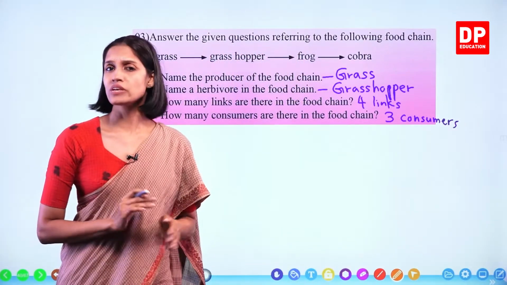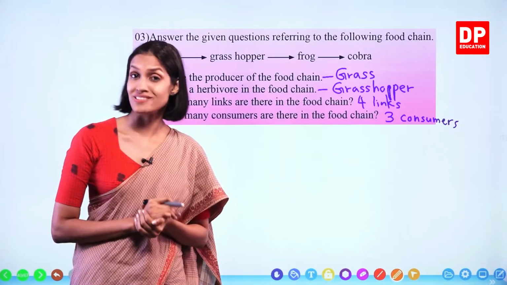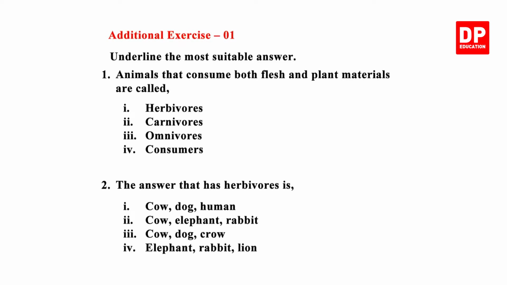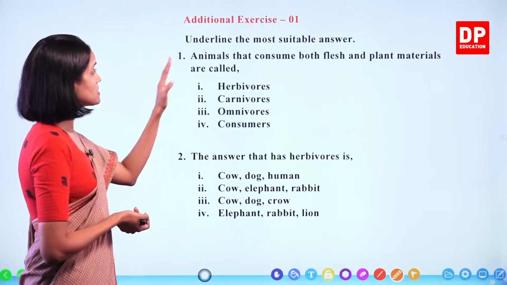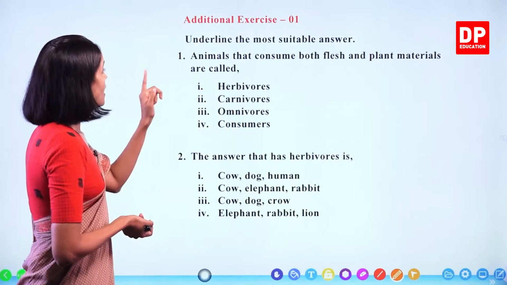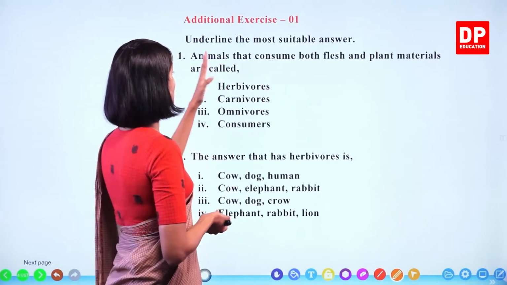Right. So we completed the activity given in the textbook. Now we are going to do some extra questions as well. Right. Exercise number 1. Underline the most suitable answer. Animals that consume both flesh and plant materials are called.